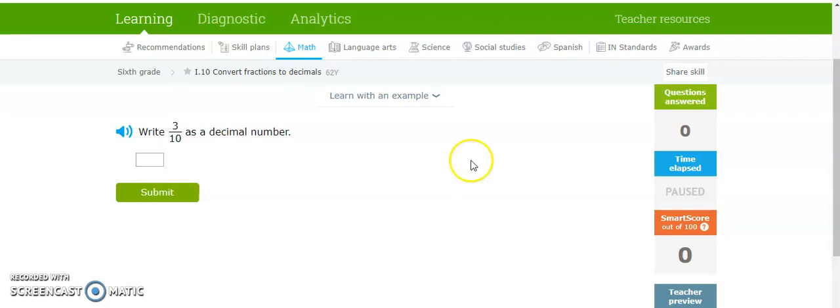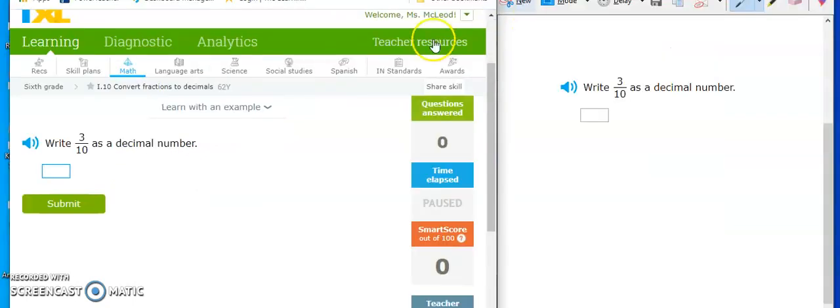Hey, sixth grade. Today we are looking at converting fractions to decimals. Converting fractions to decimals is a pretty straightforward process, because a fraction is actually a division problem.